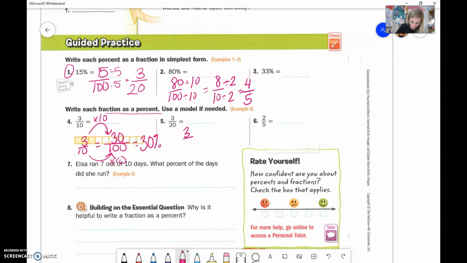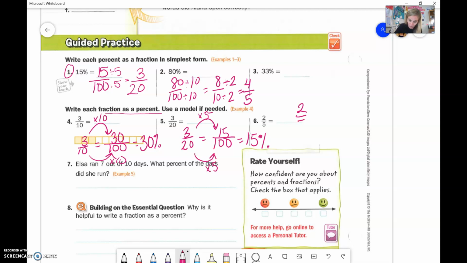Okay, let's take a look at 3/20. Let's see if we can get to 100. We sure can. We don't even need to scale back or scale forward. So 20 times 5 equals 100. Whatever I do to the bottom, I have to do to the top. So 3 times 5 is 15. Therefore, this is 15% because percent means out of 100.